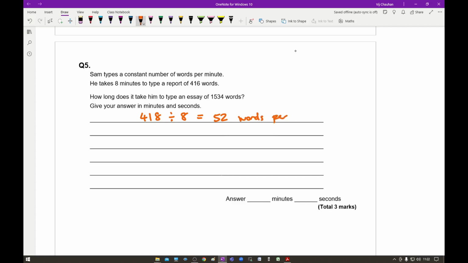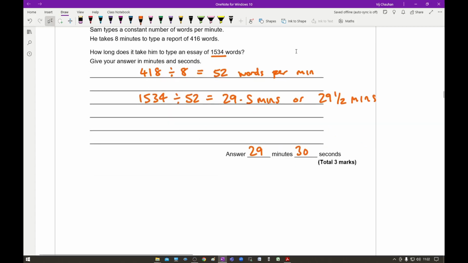per minute. So then all that's left for me to work out is how long it's going to take for him to write 1,534 words, which is 1,534 divided by 52, and that gives me an answer of 29.5 minutes. Now remember that 29.5 minutes in minutes and seconds is 29 minutes and 30 seconds.